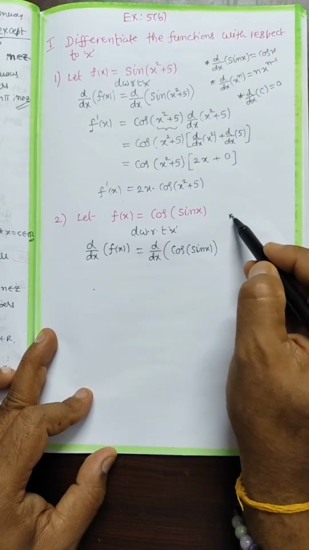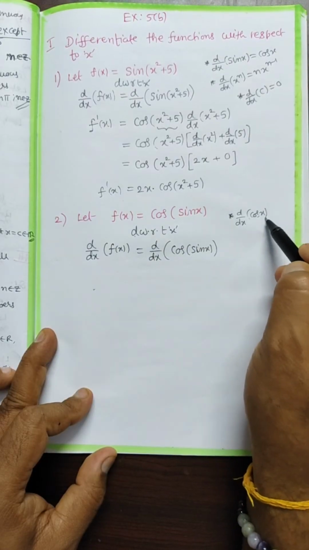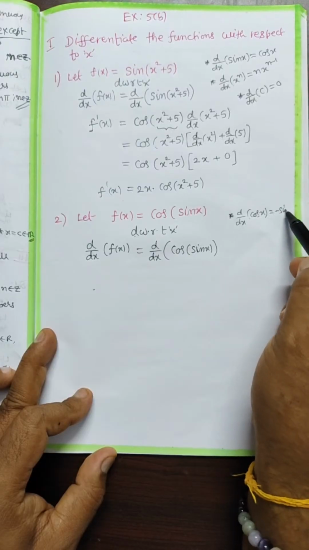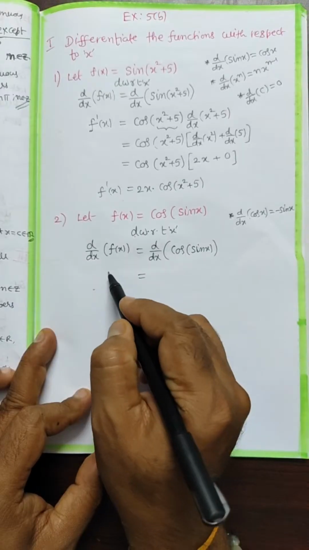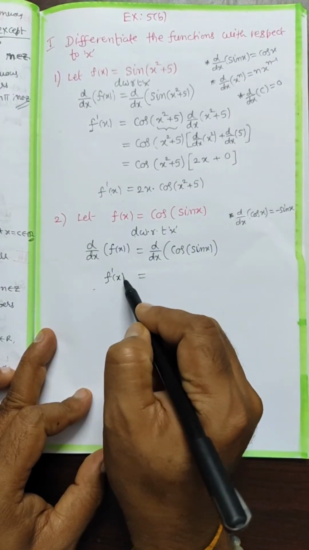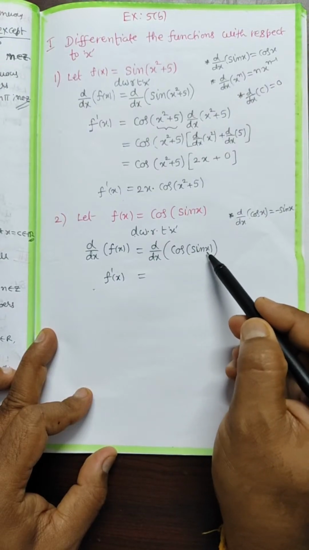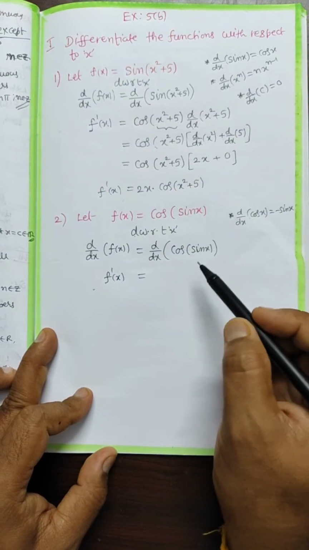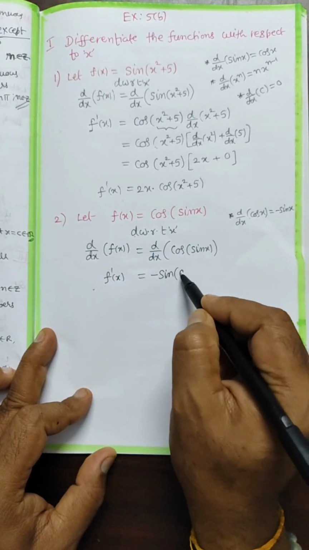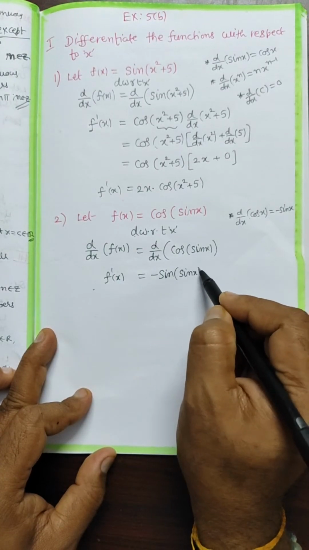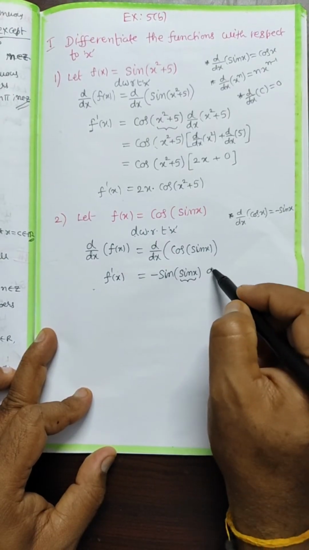So here I am writing the d by dx of cos x formula: minus sin x. So d by dx of f of x becomes f dash of x. d by dx of cos of sin x. So this is completely x if you take cos x. So minus sine of sin x. Again, whatever function is involved, you have to differentiate it.